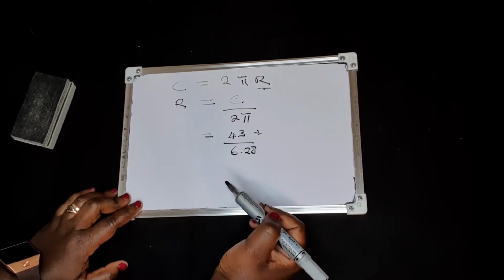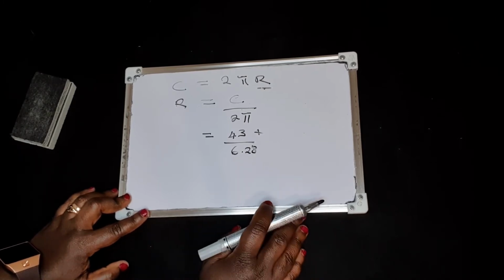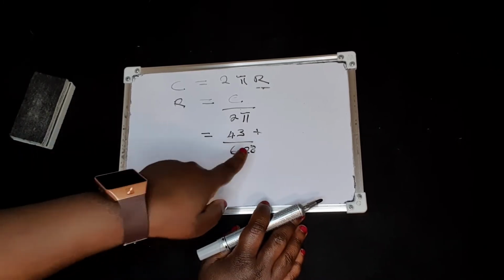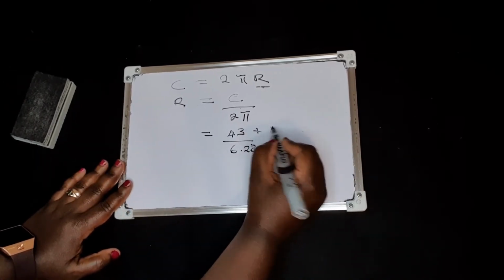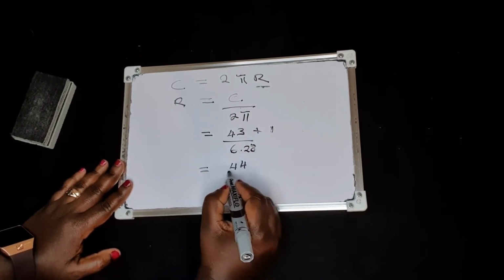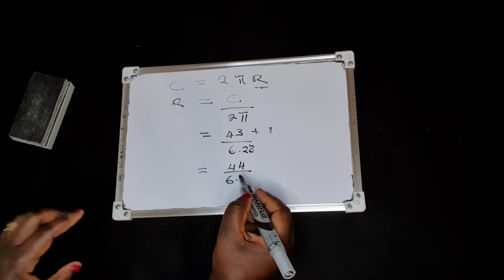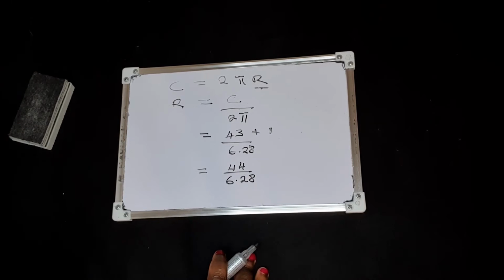Now on this 43 inches, remember my peplum, or my flare, is going to be attached to a blouse that has a zipper at the back, so I must account for the zipper allowance on the flare. For me, I'll just add 1 inch, which should be okay. So this becomes 44 over 6.28. I hope that's clear. It's very simple arithmetic. If you go back to your mathematics, it shouldn't be difficult to derive.